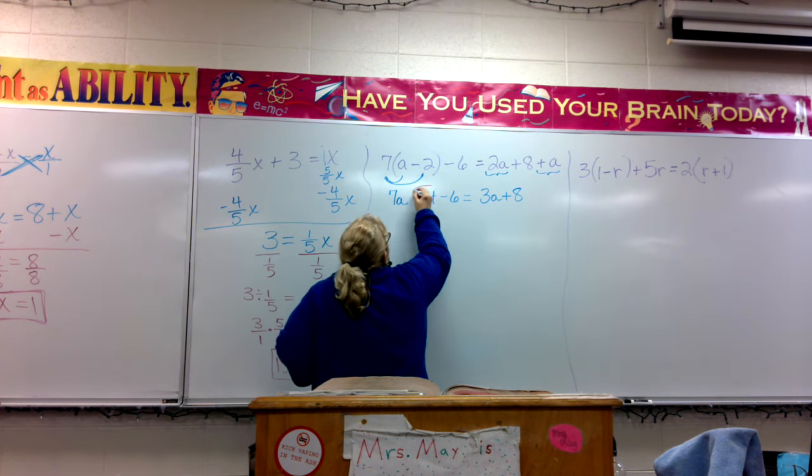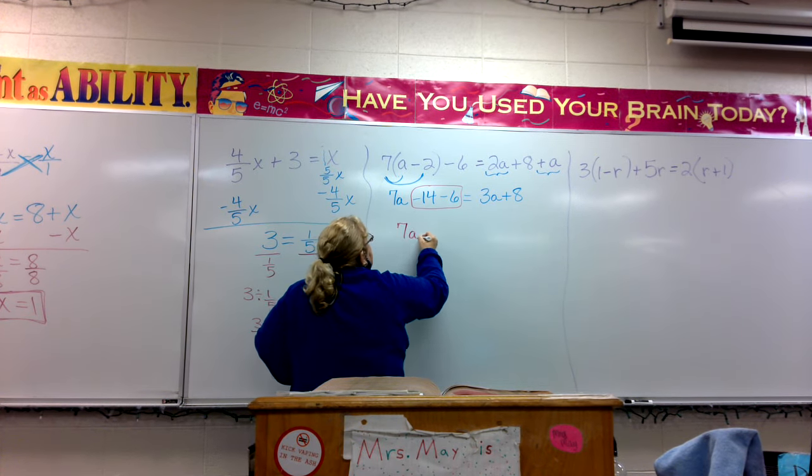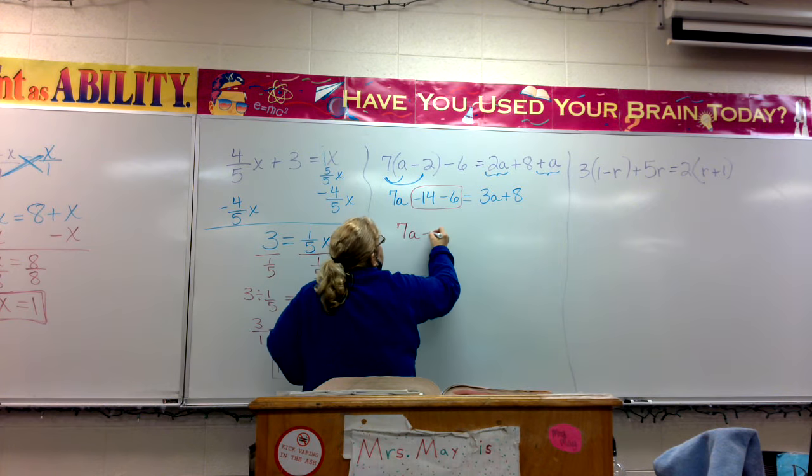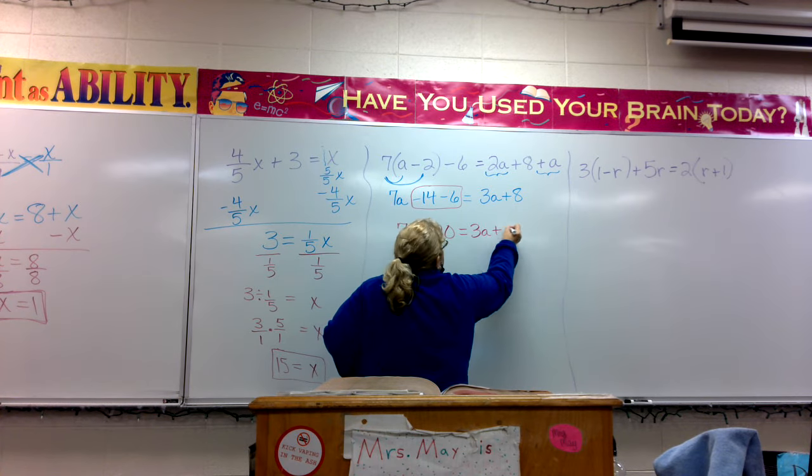Can I do this quick? This is bothering me. It's on the same side. In 7a, I have negative 14, negative 6. Negative 8. Right, good, yes, negative 20.